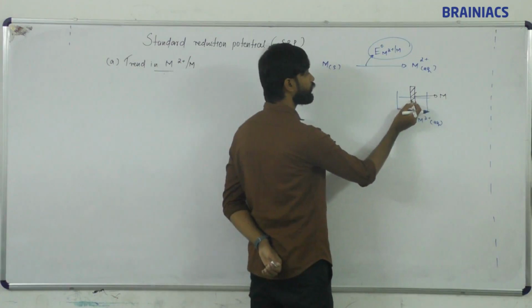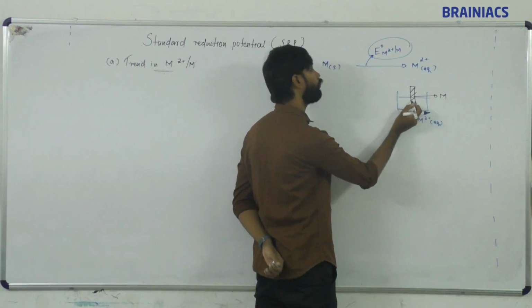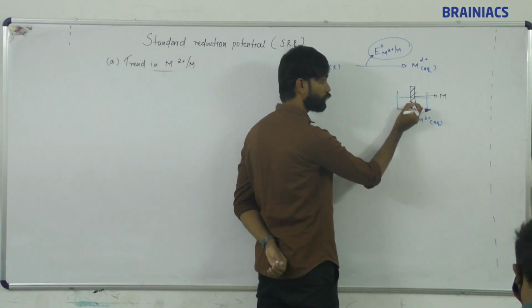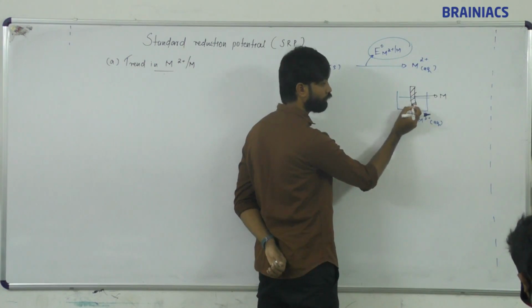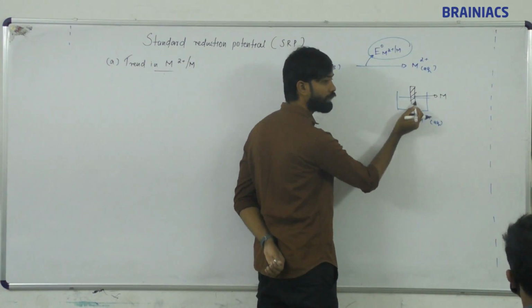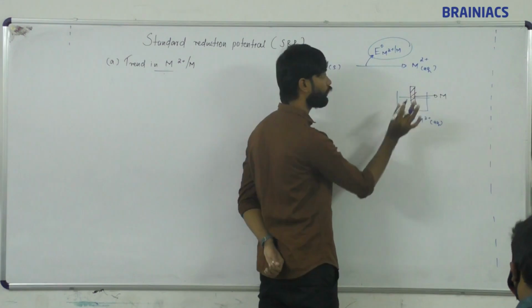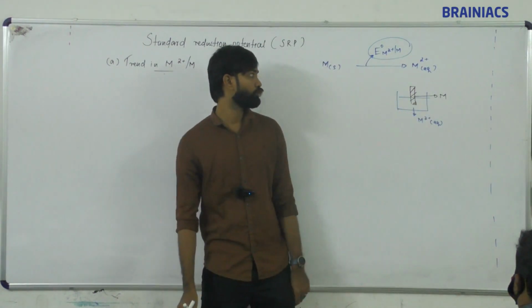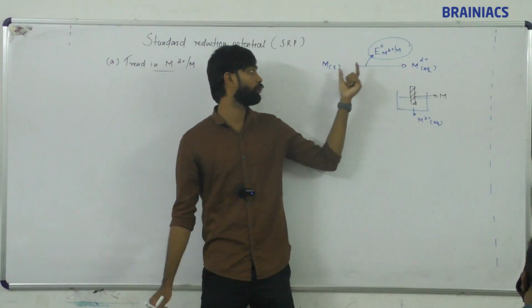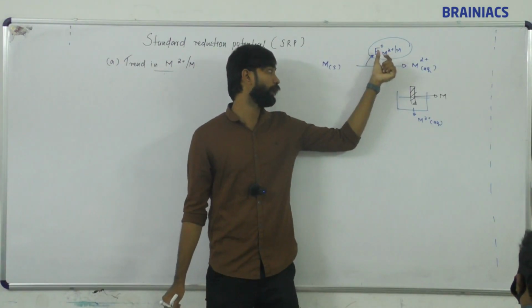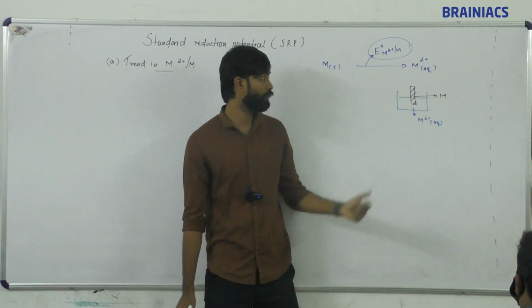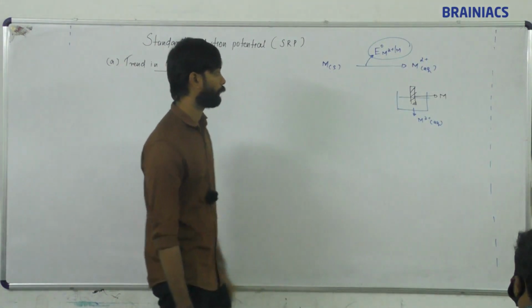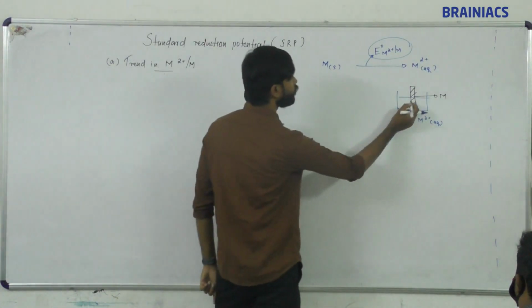Then there creates an electrical double layer between these two, or there forms a potential difference between the M2+ and M. That is what we call the electrode potential or reduction potential. So let's check the trend of reduction potential of M2+, a divalent positive ion, to M, or the electrode potential between these two.